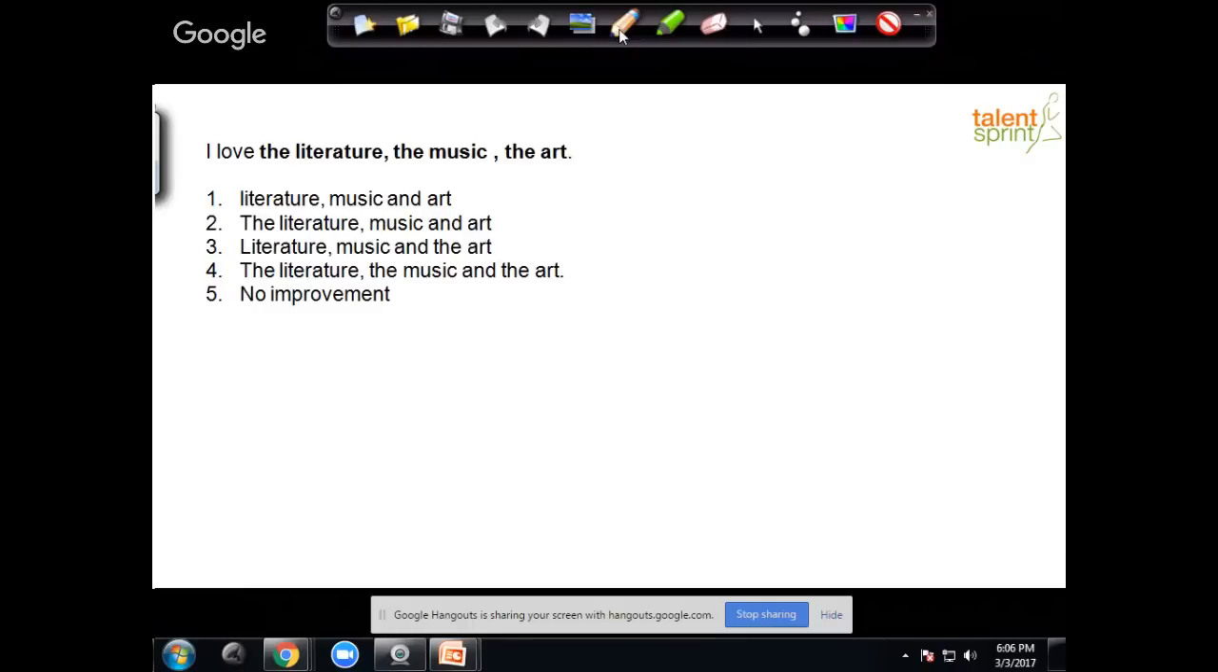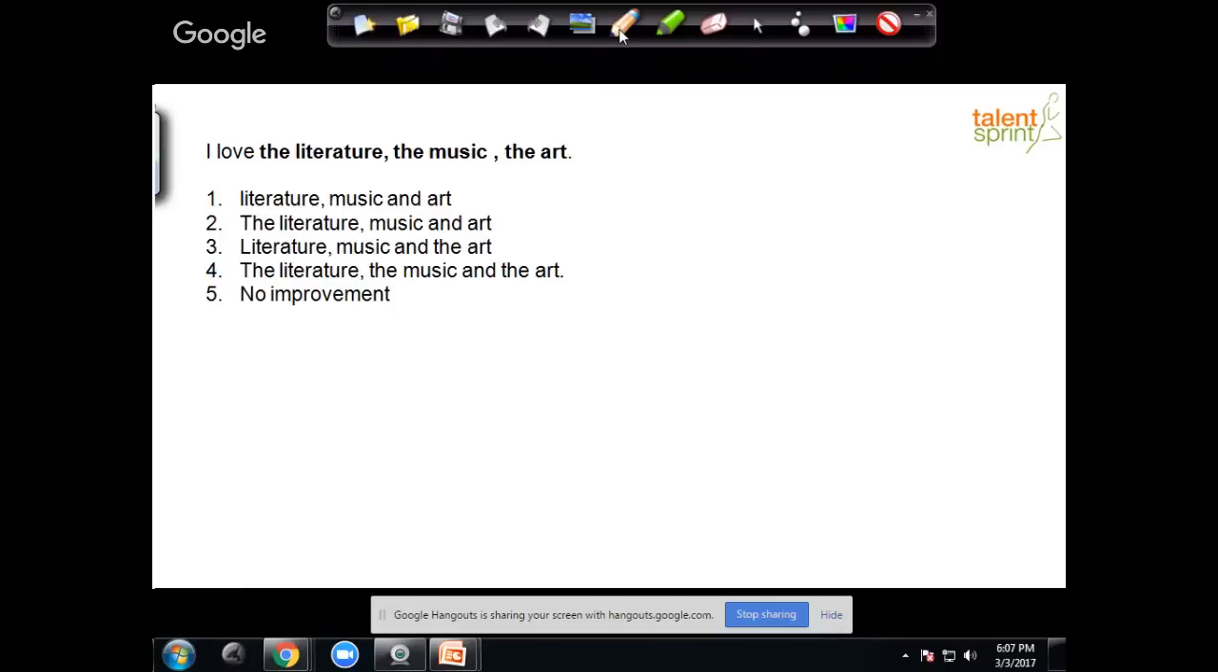So anybody wants to quickly guess the rule? The obvious thing that is staring in front of us is literature, music, art, right? What are these? Some sort of academic subjects, right? People take music, people take art, people take literature. So the rule is, you need to omit articles before academic subjects or mealtime. Basically, omission of articles, that's the rule, right?